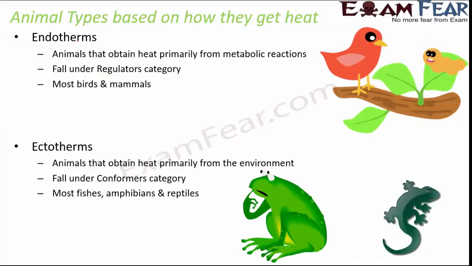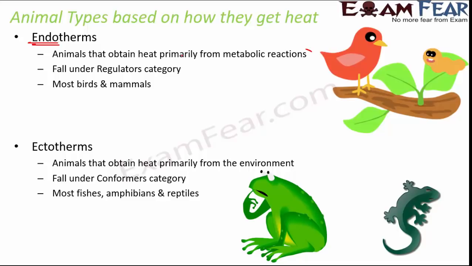So they fall under the conformers category. Then we have endotherms. Endo means inside. So animals that obtain heat primarily from metabolic reactions taking place inside their body are endotherms. They also fall under the regulators category because they are obtaining the heat from within their body. So it is like their internal system. The examples of endotherms are birds and mammals.